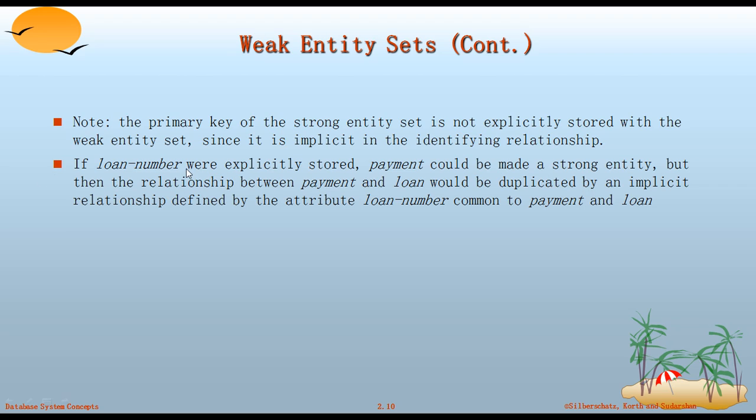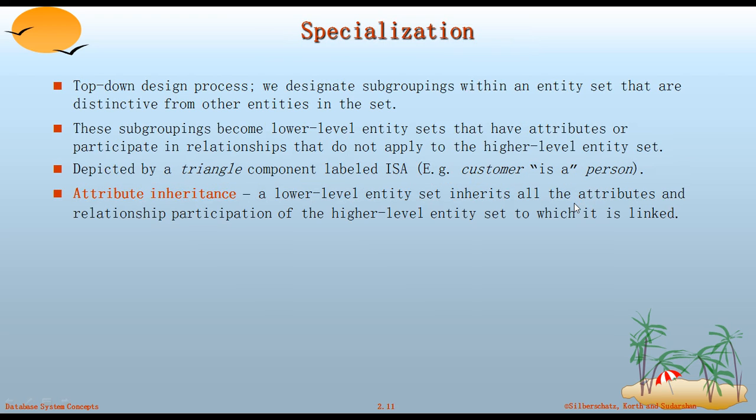If loan number were explicitly stored, payment could be made a strong entity, but the relationship between payment and loan would be duplicated by an implicit relationship defined by the attribute loan number common to payment and loan.